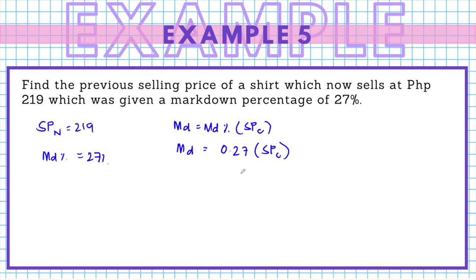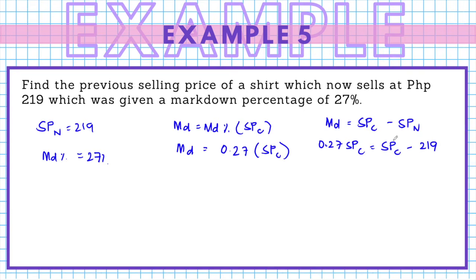So, since we don't know much of the values, we make use of another formula. We have here the markdown is equal to the current selling price minus the new selling price. And substituting what we have right here, we have 0.27 times the current selling price is equal to the current selling price minus 219.